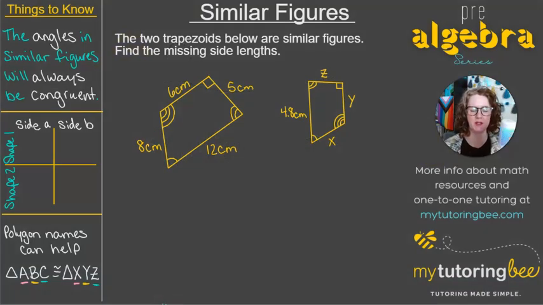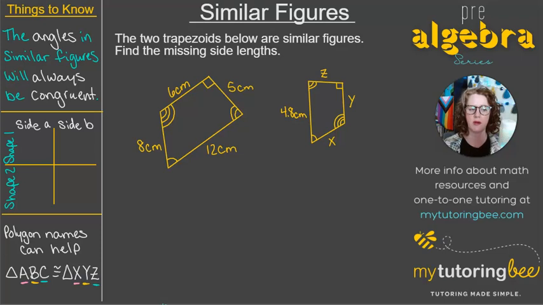Alright, with similar figures we are using proportions. So if you haven't already, check out my previous video that I posted just before this, and that goes over what proportions are and how we use them to solve for various things such as similar figures like we're going to do in this video. So we've got two trapezoids below, our similar figures. Find the missing side lengths.